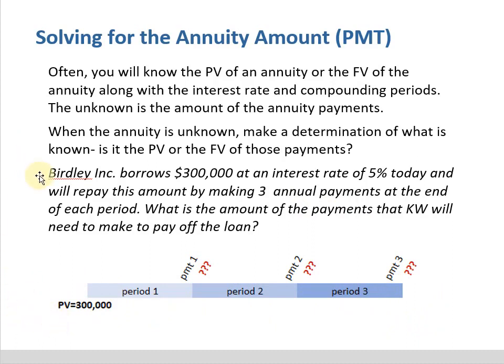Let's read through an example. So here we have Birdley Inc. They borrow $300,000, 5% interest rate. Birdley will repay this amount by making 3 annual payments at the end of each period. So here's the payments that we're looking for. What is the amount of payments that Birdley will need to make to pay off the loan? Well, what do we know? The future value of those 3 payments or the present value? In this problem, Birdley's borrowing the money today, so we know the present value of those payments.